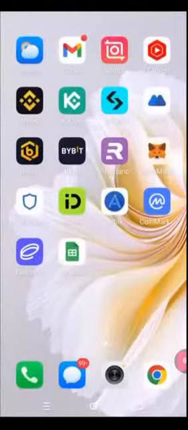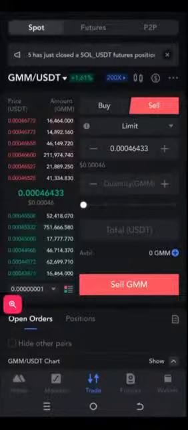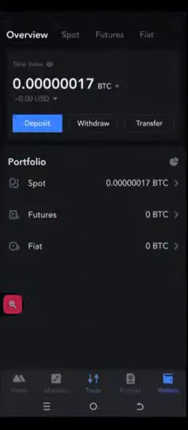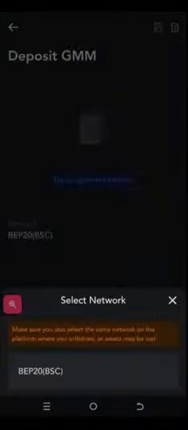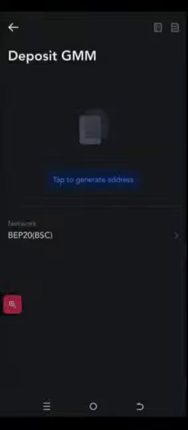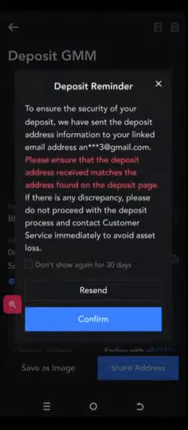So we're going to go over to Mexi and take every single thing. I hope the price is still good. Let's click on that. If not, we're gonna set a sell limit, whatever it is, right? So we want to deposit, and we're depositing GMM. Okay, BEP20, right? That's what we want. We're gonna tap to generate it. So let's see. Ensure. All right. Yeah, okay, no problem.